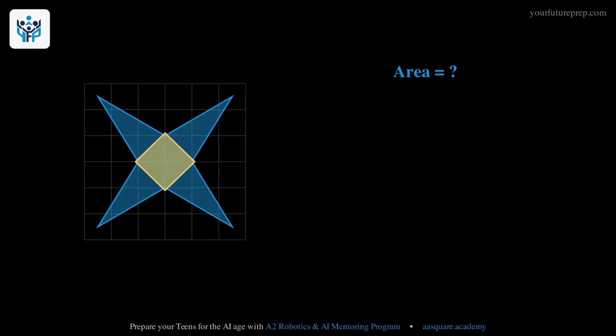In the middle there's a small square. Its diagonals each run 2 inches across. So its area is 1/2 times 2 times 2, which is 2 square inches.